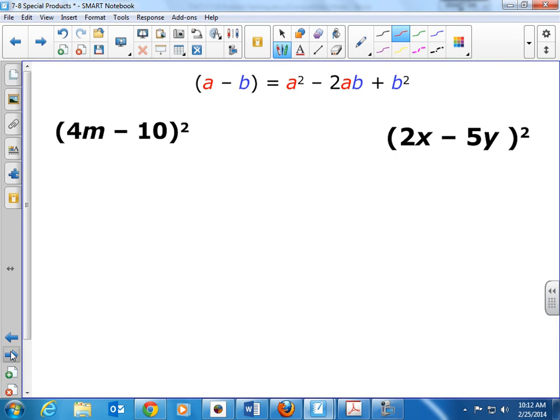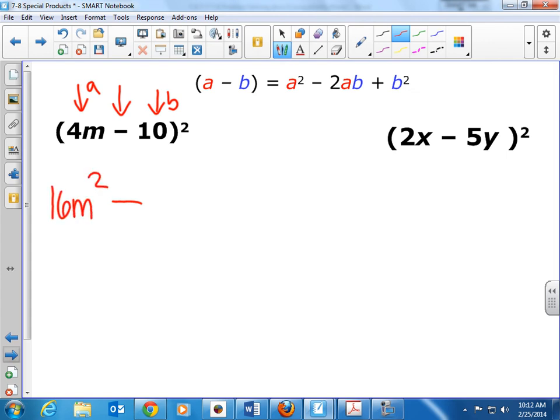So I know my middle term is going to be subtraction, right? Because it's subtraction right here. This is my a, this is my b. Now let's apply those. So first thing I do is I take my a term and I square it. 4m squared is 16m squared.